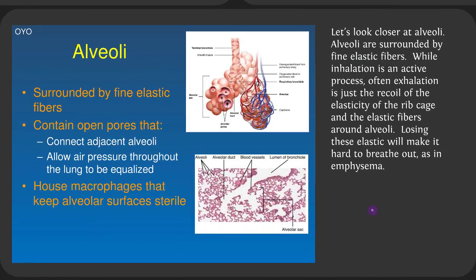Let's take a closer look at alveoli. Alveoli are surrounded by fine elastic fibers. They're not really shown in here, but we're pretending that there's these fine elastic fibers wrapped around these alveoli. While inhalation is an active process, so muscles contract, the diaphragm pulls down, exhalation is just the recoil of the elasticity of the rib cage and the elastic fibers around the alveoli. Losing these elastic fibers will make it hard to breathe out, as in emphysema.